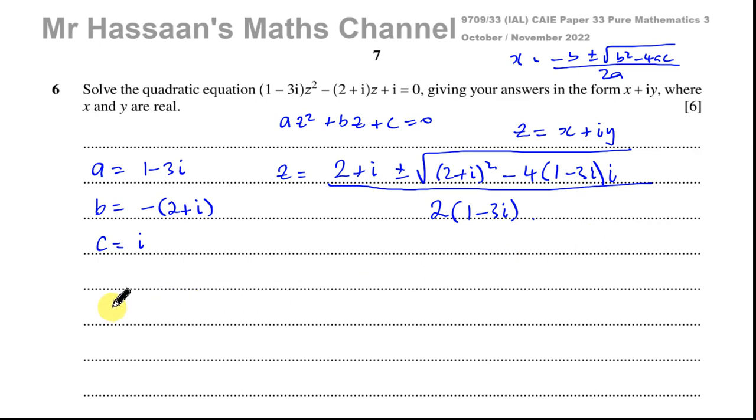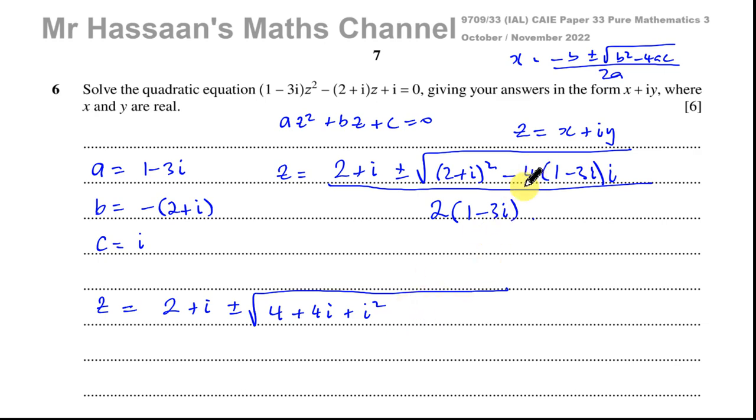Okay, so now let's try to solve this. So we have z equals 2 plus i plus or minus the square root of. Now let's try to simplify this. So 2 plus i all squared is going to be 4, square the first term, plus multiply them together and double it, so it's going to be plus 4i, and plus i squared.